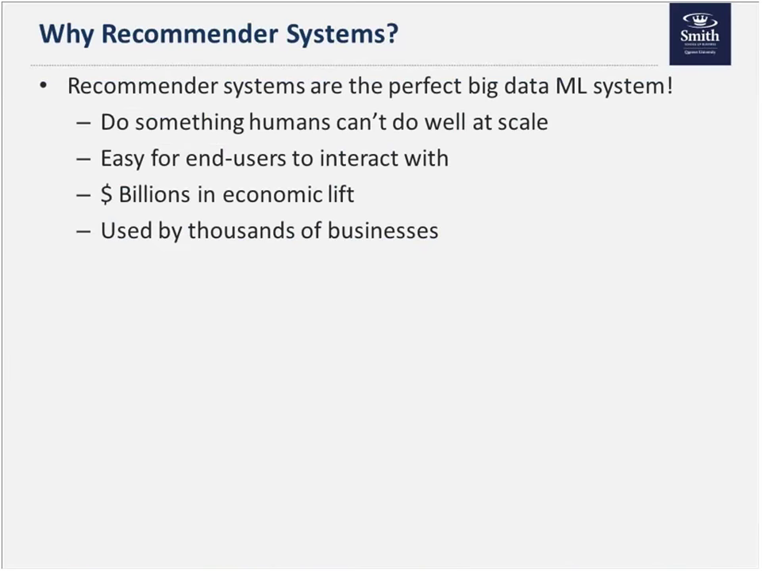And in my opinion, recommender systems are the perfect big data machine learning system because they can do something that humans can't do well at scale. So I don't mean to say that humans can't do recommendation. They certainly can. In fact, if you go into a local mom and pop shop in your hometown and you ask the store owner for some shoes, for example, they will recommend some shoes for you.